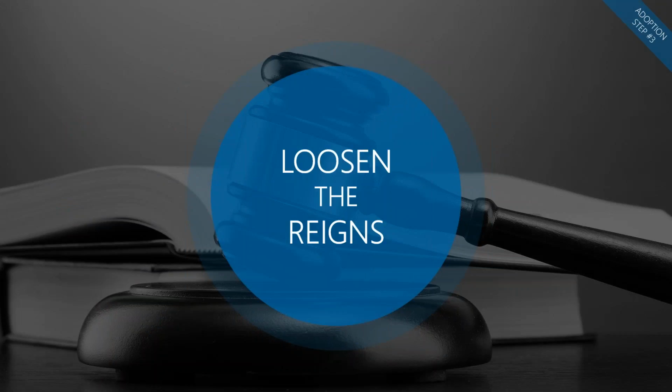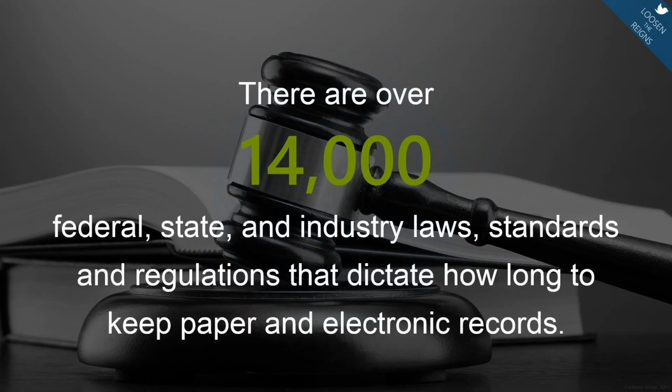But most of you have heard of this small little firm that we like to call Enron, that a few years ago we can thank for all the compliance and regulation that came about for us. So we've got SOX and HIPAA and all kinds of regulations that are out there, right? And in fact, there are over 14,000 state and industry laws and standards and regulations that dictate, just on paper and electronic records, there's over 14,000.